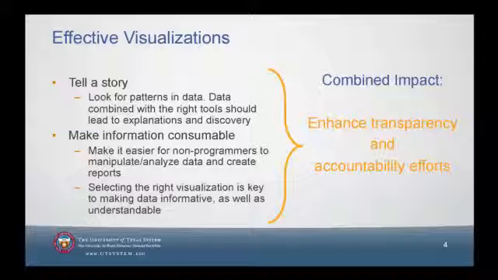Also, visualizations make information consumable. Data is just data. Numbers are just numbers. But through visualizations, you give something that the consumer can understand. It's like a vessel for transporting information to the consumer. And the right visualization is really key to making this happen.